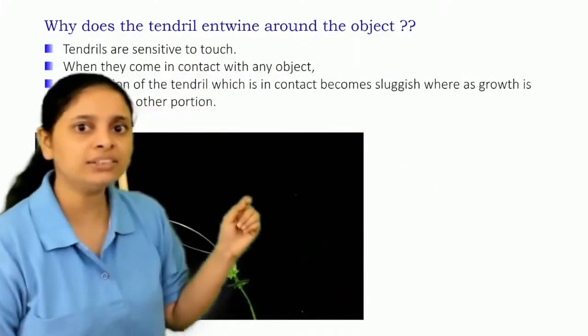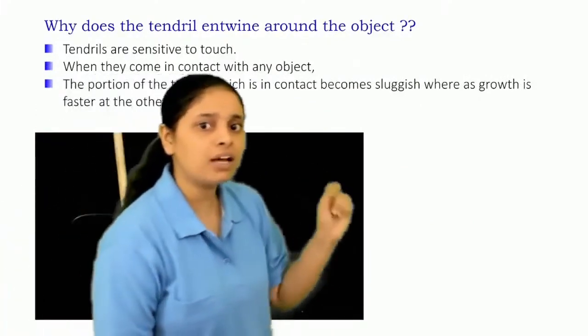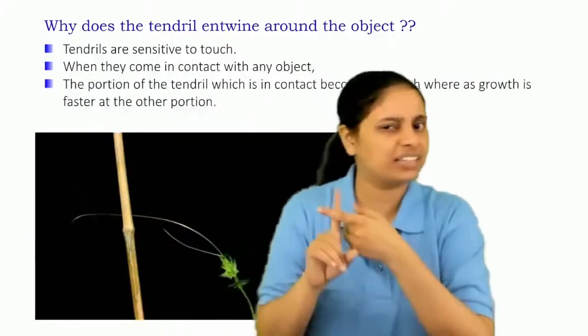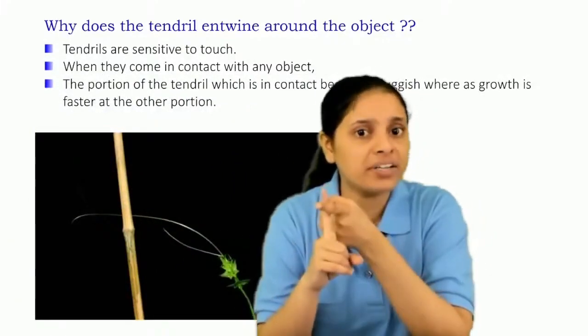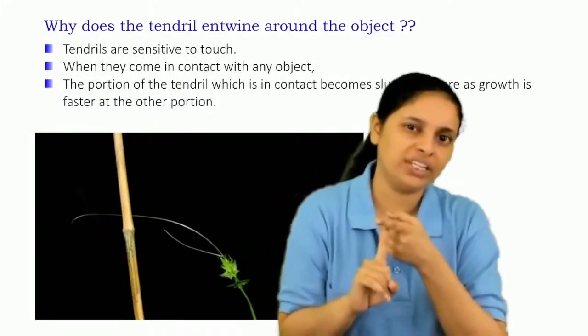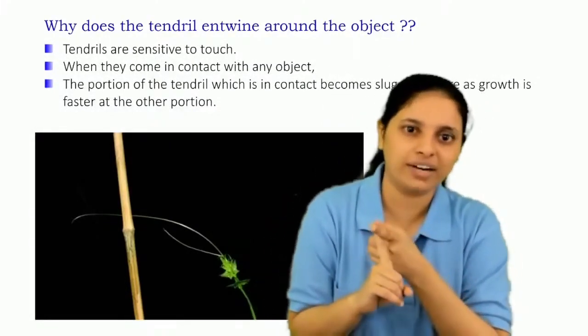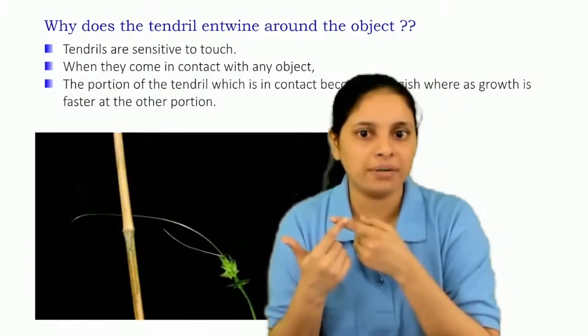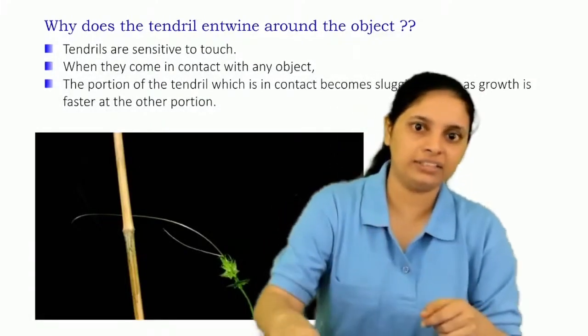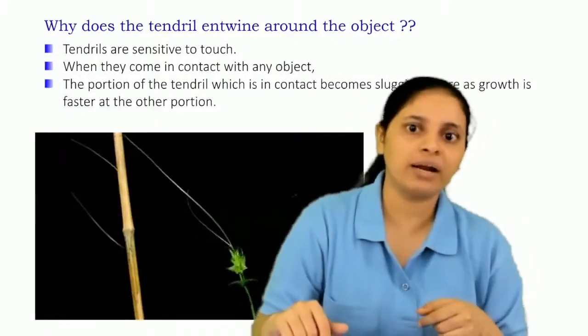So your stimulus is touch. What is the stimulus? Touch. When tendrils come in contact with any object like a stick, then the portion of the tendril which is in contact will grow slowly. It will become sluggish, lazy, right? And growth will be faster in the other part. So it will entwine like this. Okay, ये देखो डायग्राम में दिख रहा है सबको.